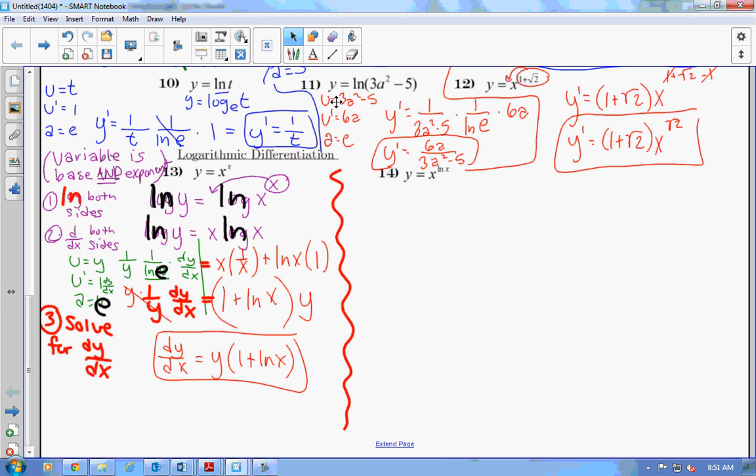x times natural log x, which then you apply the product rule to. Here's natural log x. So now you're going to do derivatives on both sides. So what's the derivative of natural log y? Derivative of natural log y would be 1 over y dy dx.